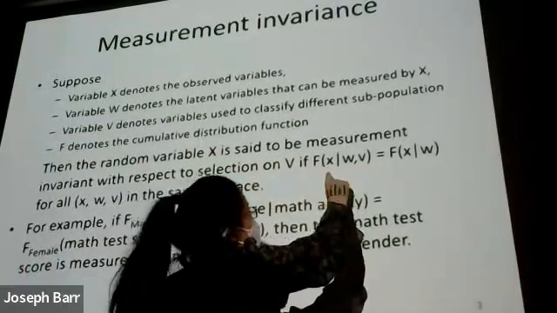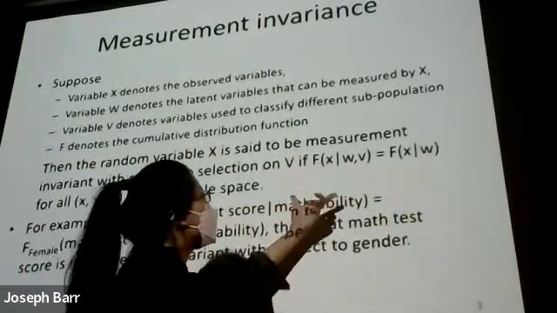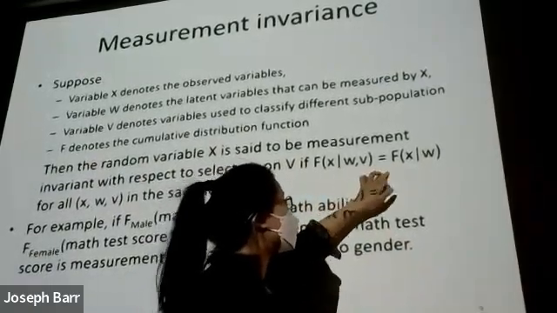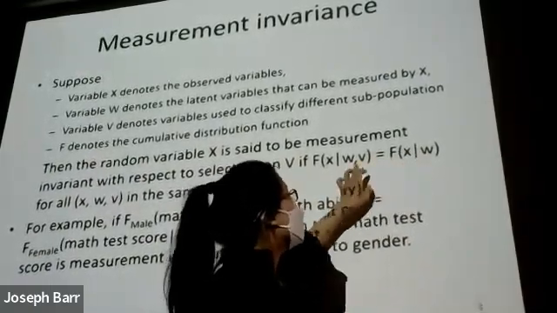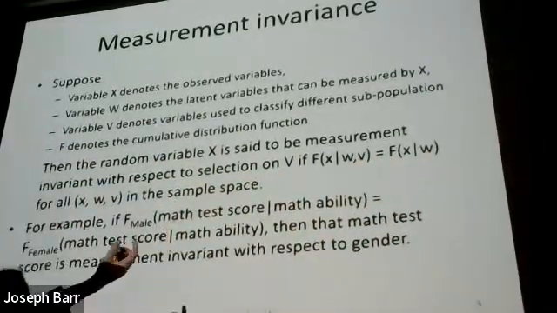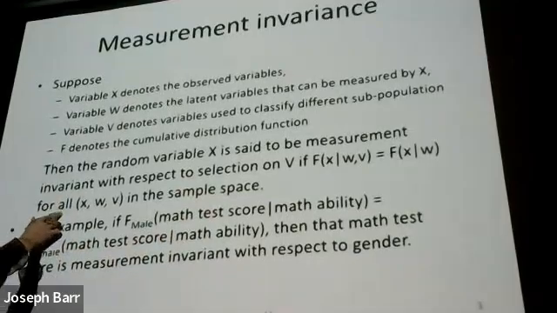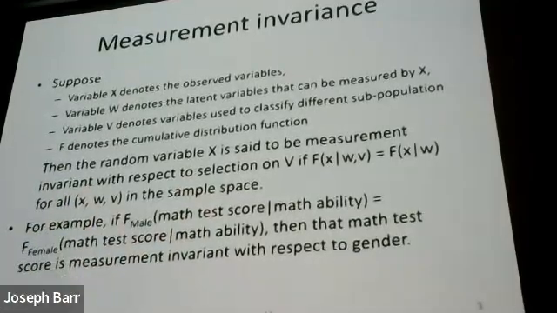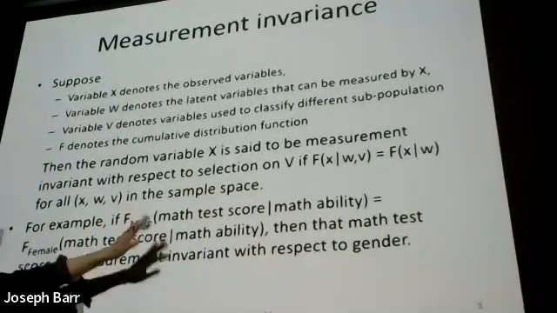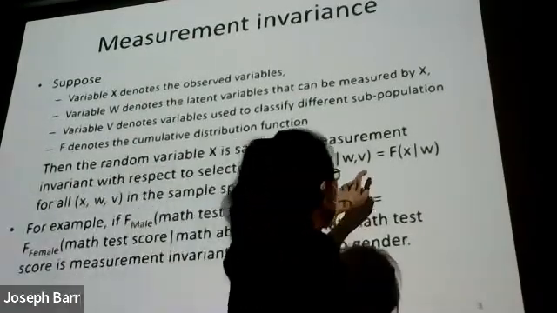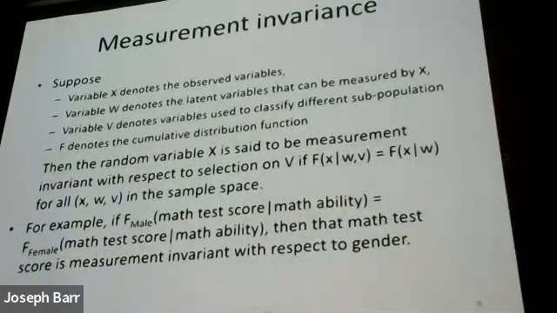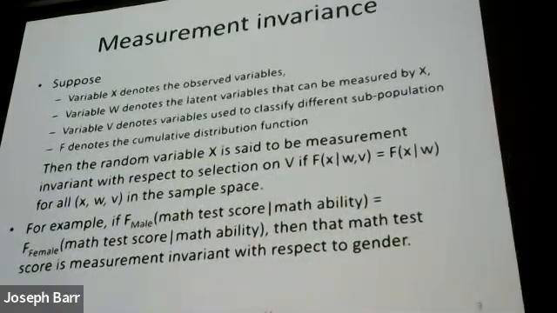The condition is this equality: F of X given W and V equals F of X given W without V, because the influence of V is not important here. For all these sets, we have X, W, V sets in the sample space, so the inference of V is the same for all sets. That's called measurement invariant.